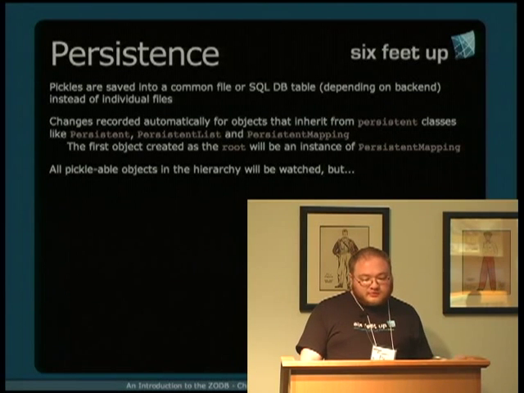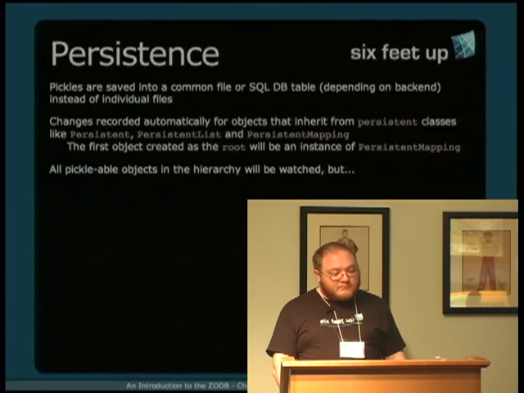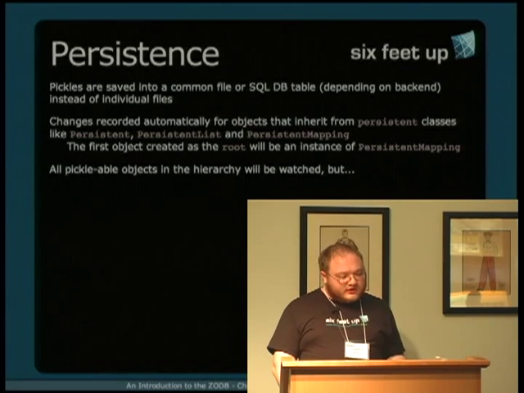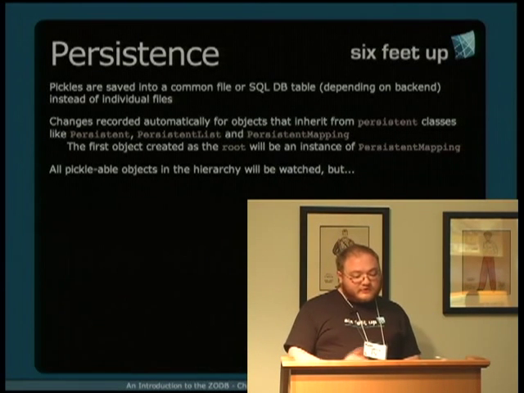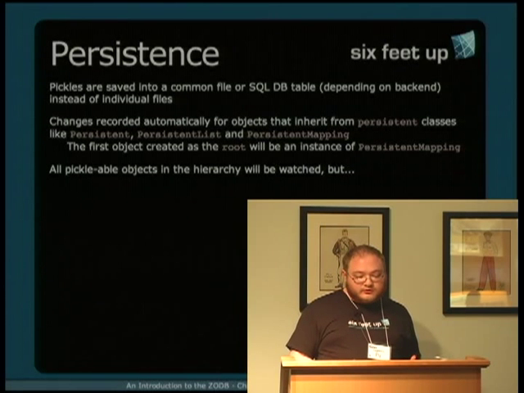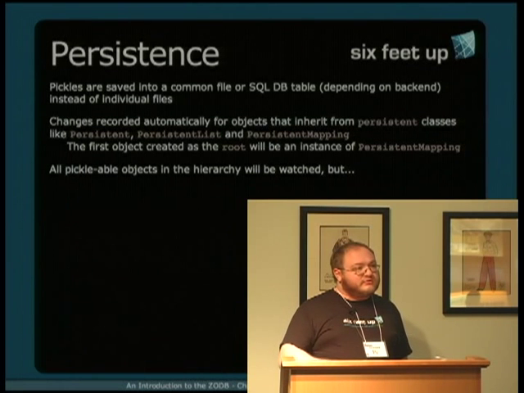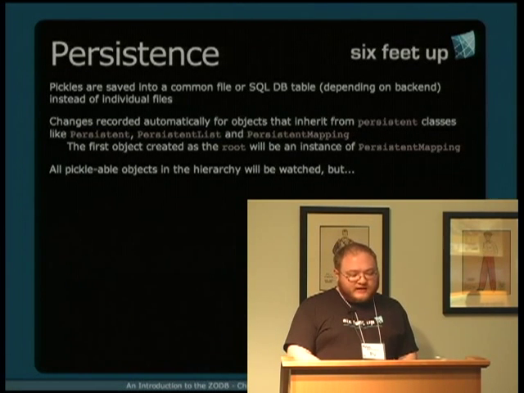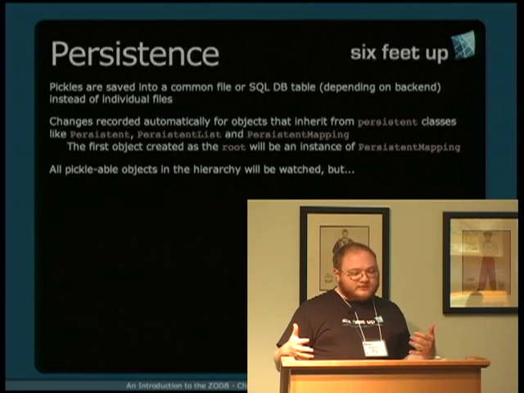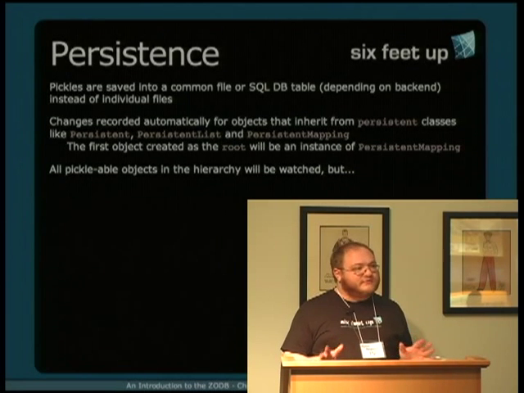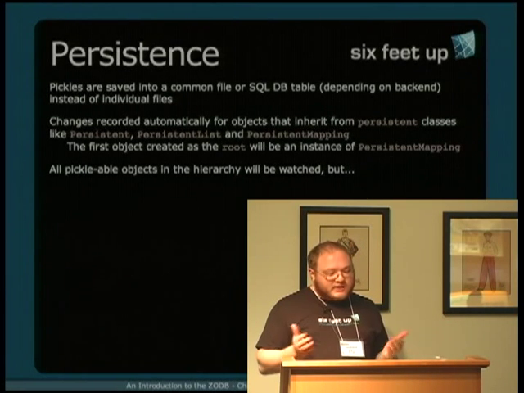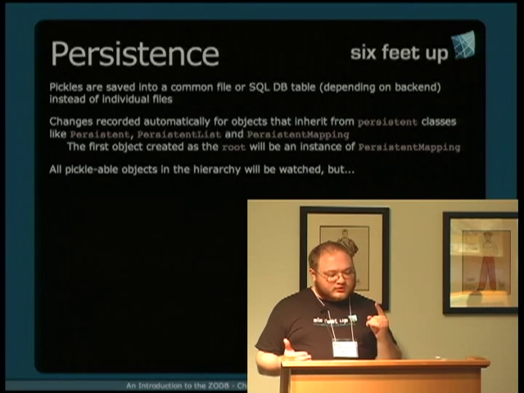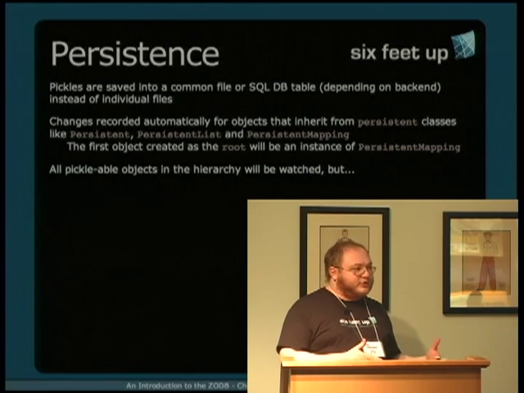The changes are automatically recorded for any object that inherits from the persistent classes, and those classes are persistent, persistent list, and persistent mapping. So the first object that we created that we were using as root was actually a persistent mapping. And any attributes on those will be handled too. So if I assign a whole tree to my root, but don't make any of those, like the birthday object we have is just inheriting from object, it will still get watched because we're watching the entire tree hanging off of root.